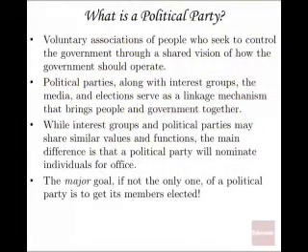All right, so what is a political party? If you want the absolute basic definition, it's a voluntary association of people who seek to control the government through a shared vision of how the government should operate. So basically, you have people of similar ideologies. Now, when you talk about political ideology, whether it's conservative or liberal, for the most part, again, this doesn't necessarily have to correlate 100%, but conservatives will generally be in the Republican Party, and liberals will tend to be in the Democrat Party.